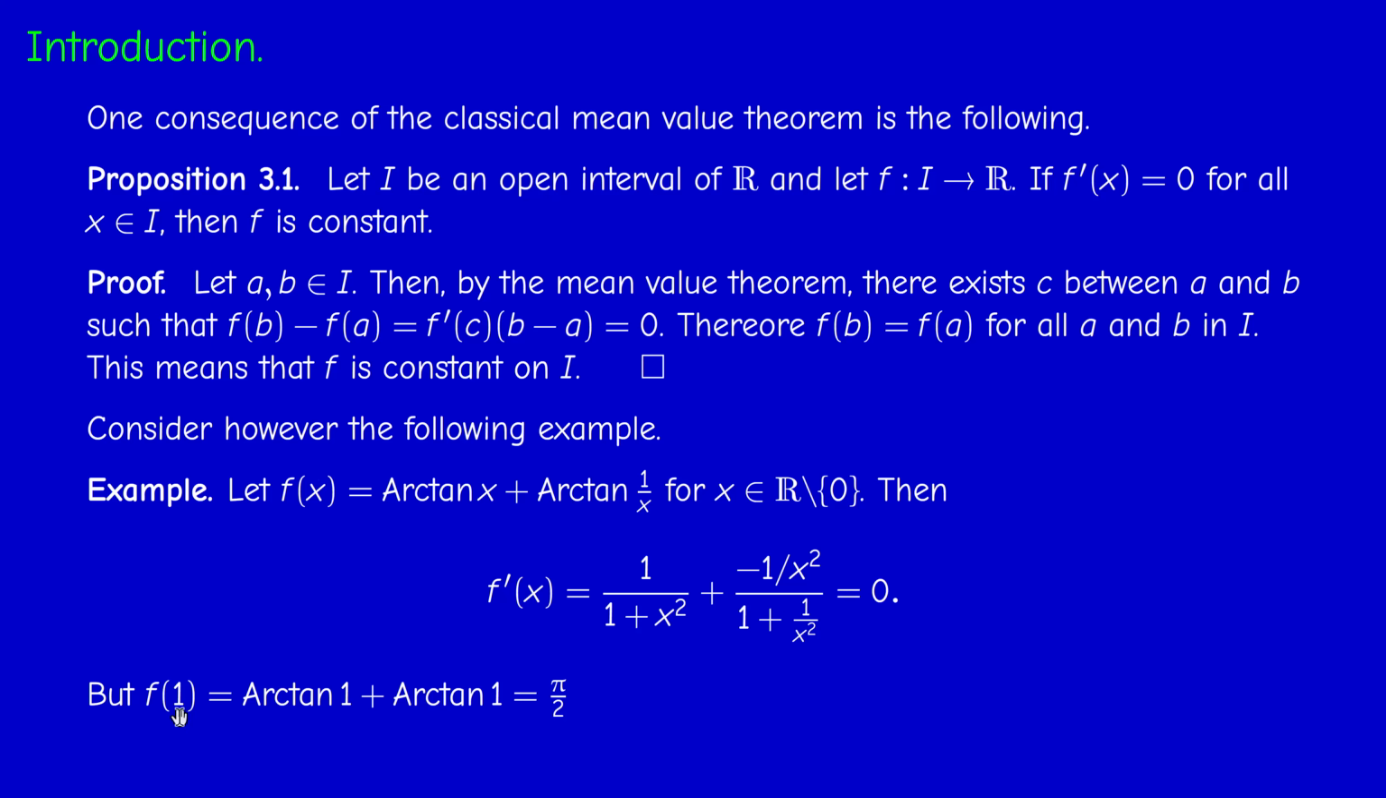However, f of 1 is arctangent 1 plus arctangent 1, which is pi over 4 plus pi over 4, so it's pi over 2. And f of minus 1 is minus pi over 4 plus minus pi over 4, which is minus pi over 2. So what's wrong with that? Why didn't we find a constant, although f prime is 0? I want you to pause the video and think a little bit about this riddle. I'm sure you will find what's wrong.